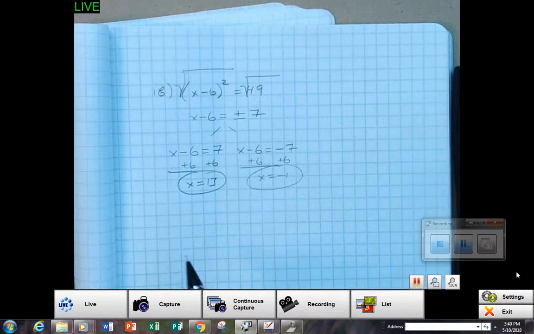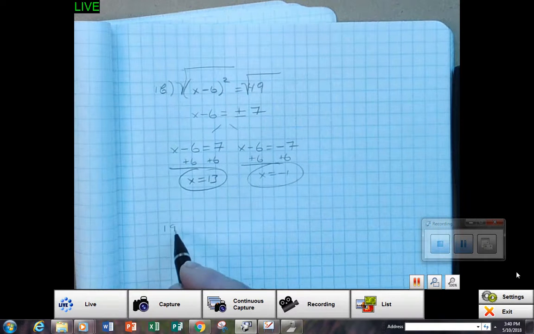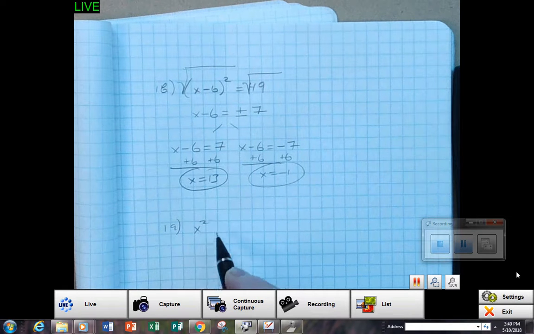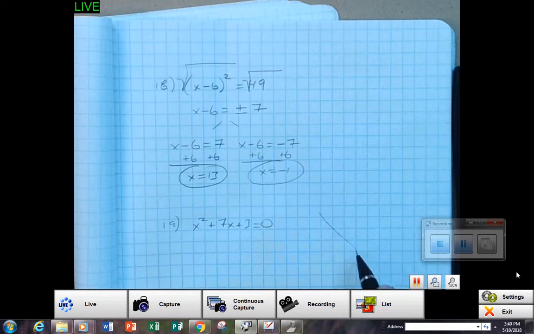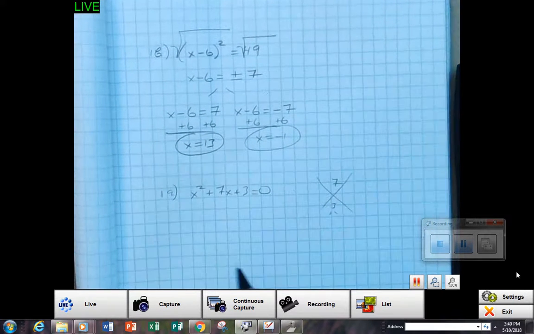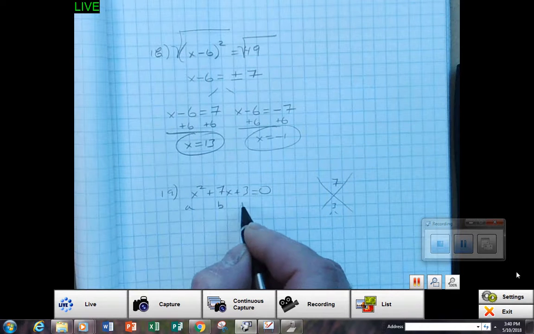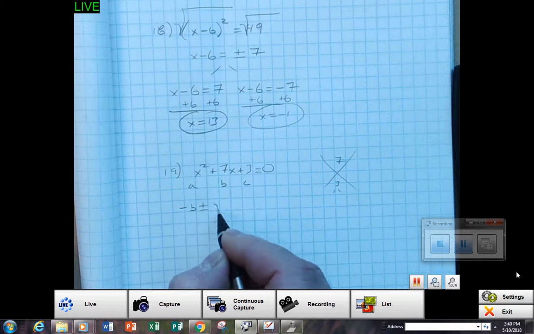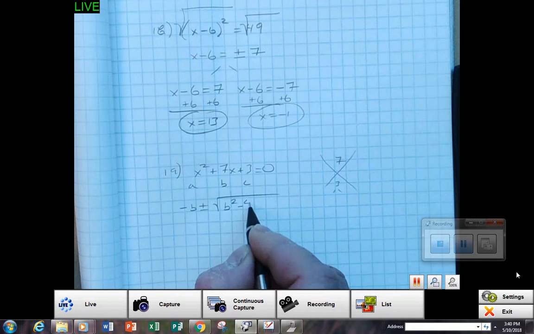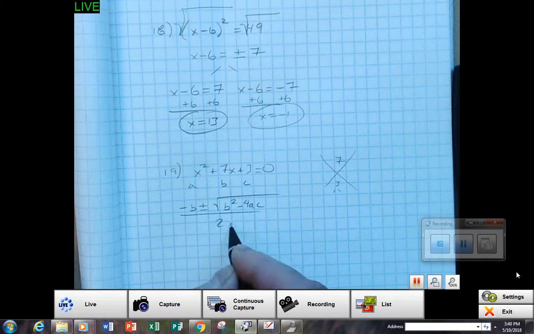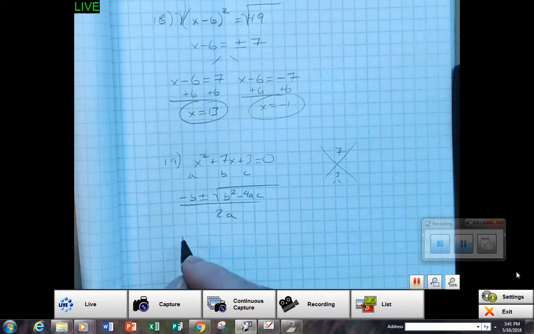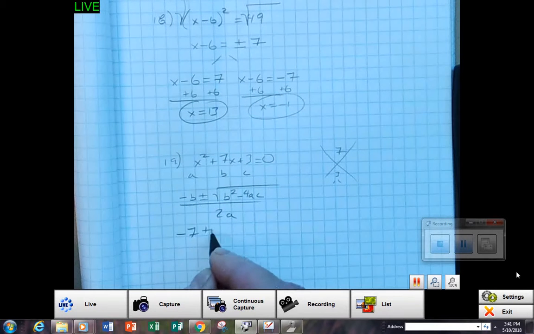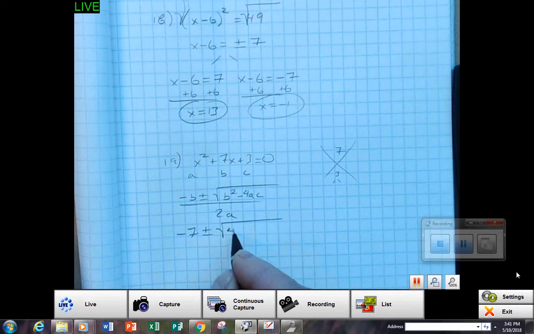Alright, 19. I believe you're going to have to use the quadratic formula, because if I have x² + 7x + 3 = 0, there is no combination that gives me 7 and 3 by adding and multiplying. So quadratic formula, where this is a, b, c. Using that formula, negative b plus or minus the square root of b² − 4ac, all over 2a. Plug those in, gives me negative 7 plus or minus the square root of 49.